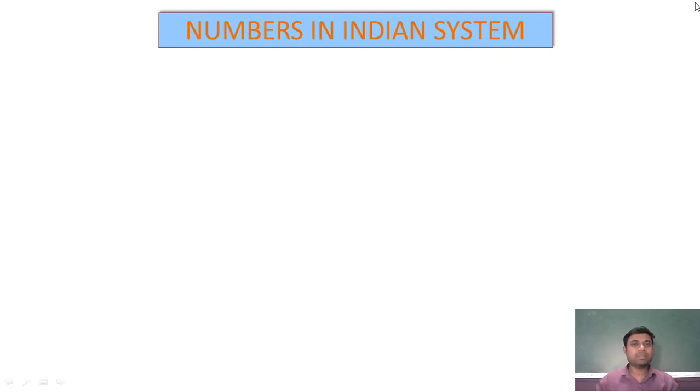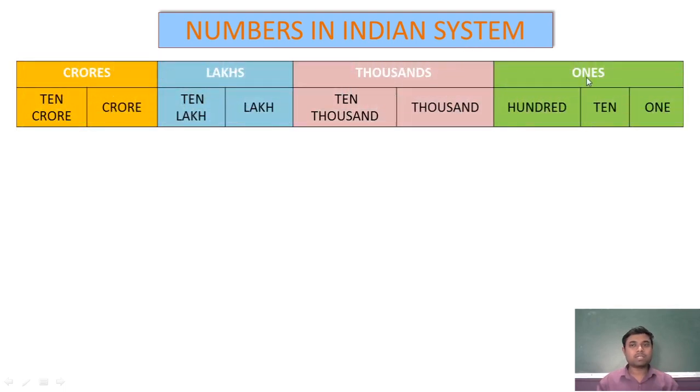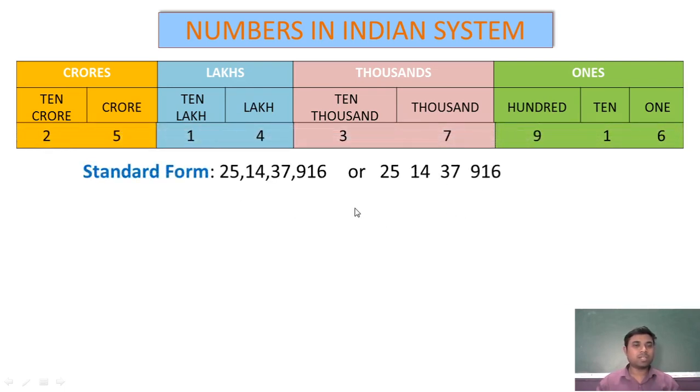Dear students, in the previous videos, we have learned numbers in the Indian system: how to write the numbers, the standard form, the word form. You have learned the ones period, thousands period, lakhs period, and crores period. In the ones period the places are ones, tens, hundreds; in thousands, thousand and 10,000; in lakhs, lakh and 10 lakh; in crores, crore and 10 crore. The standard form will be 25, 14, 37, 161. You can write either by comma or by giving space, according to their periods.